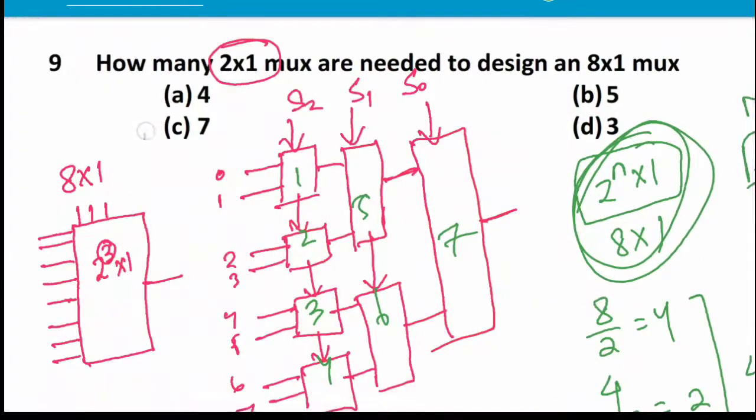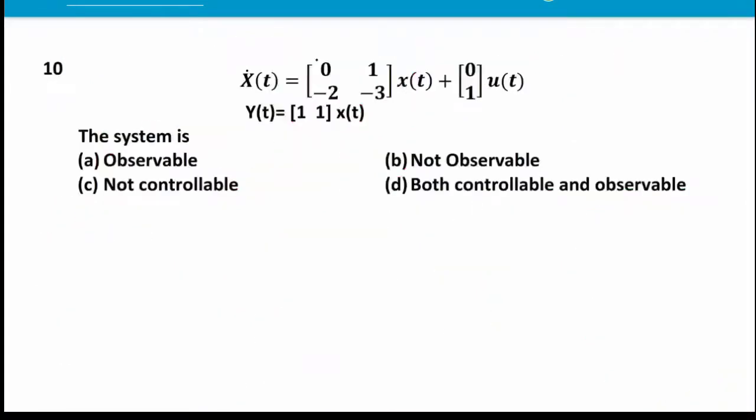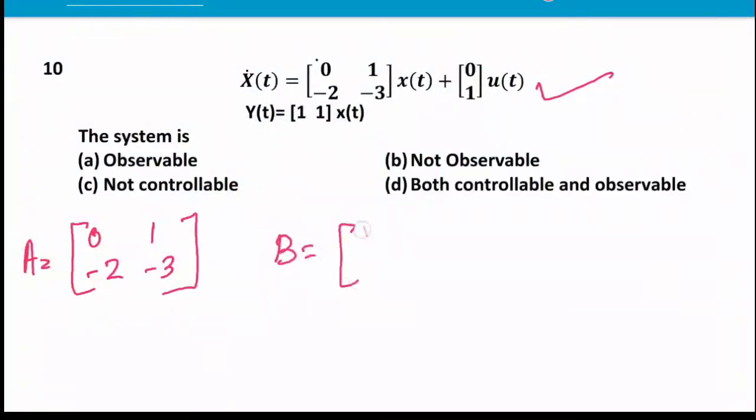So here the answer is option C. Next question, here is the state transition matrix given, and this is asking whether the system is stable, observable, not observable, not controllable, or both controllable and observable. So here matrix A is given as [0 1; -2 -3], B is given as [0 1], C is given as [1 1]. A, B, C all are given.